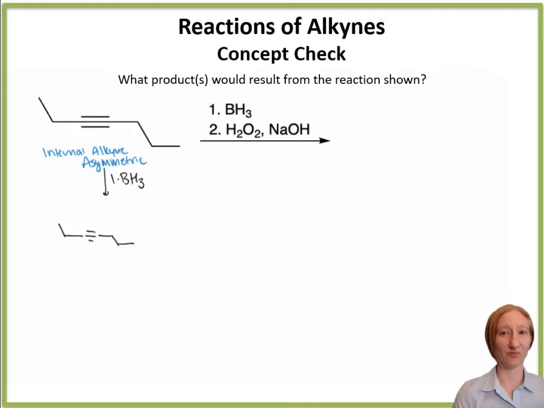In this example, the borane can add to the alkyne in either direction, placing the BH2 group on the left alkyne carbon or on the right alkyne carbon. And that will give rise to two intermediates that are constitutional isomers.